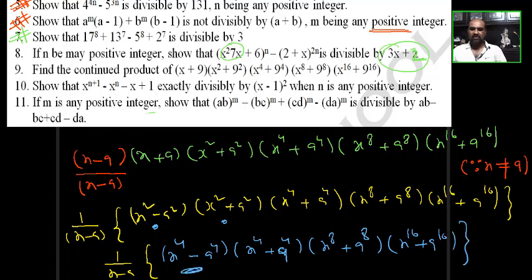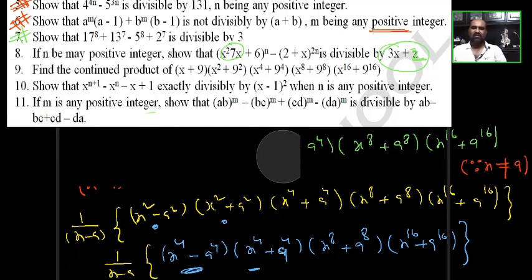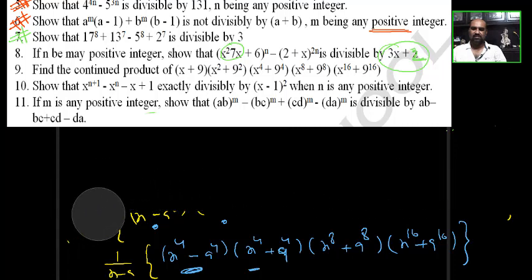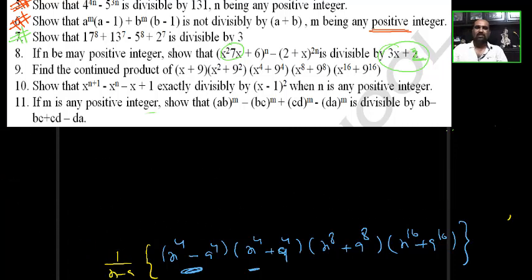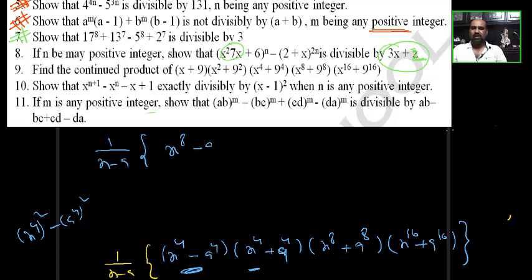Again observe these two, again they are in the form x plus y into x minus y, x square minus y square. Here I will write 1 by x minus 9 into x power 4 whole square minus 9 power 4 whole square. What is that? x power 8 minus 9 power 8, into x power 8 plus 9 power 8. These two terms completed. Now I want to write this x power 8 plus 9 power 8 into x power 16 plus 9 power 16.